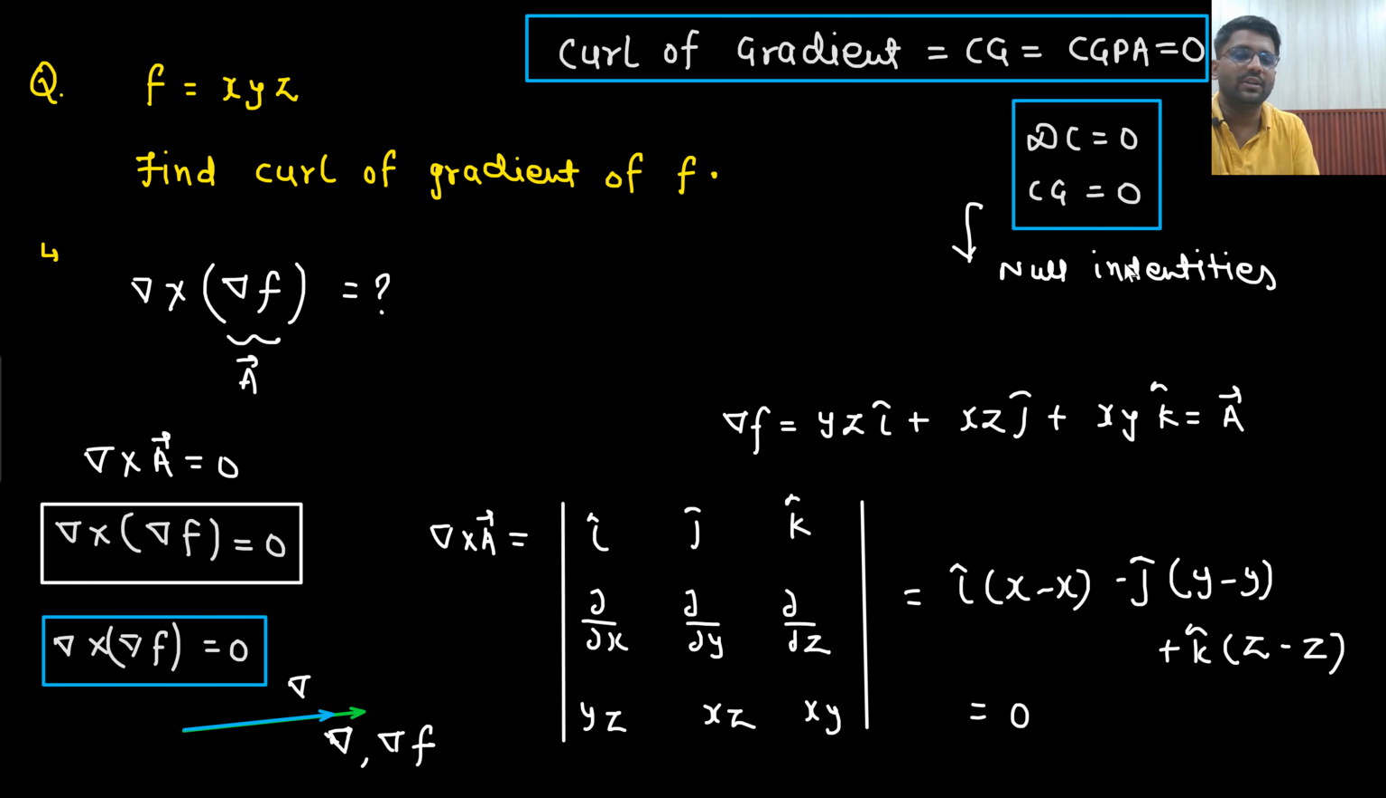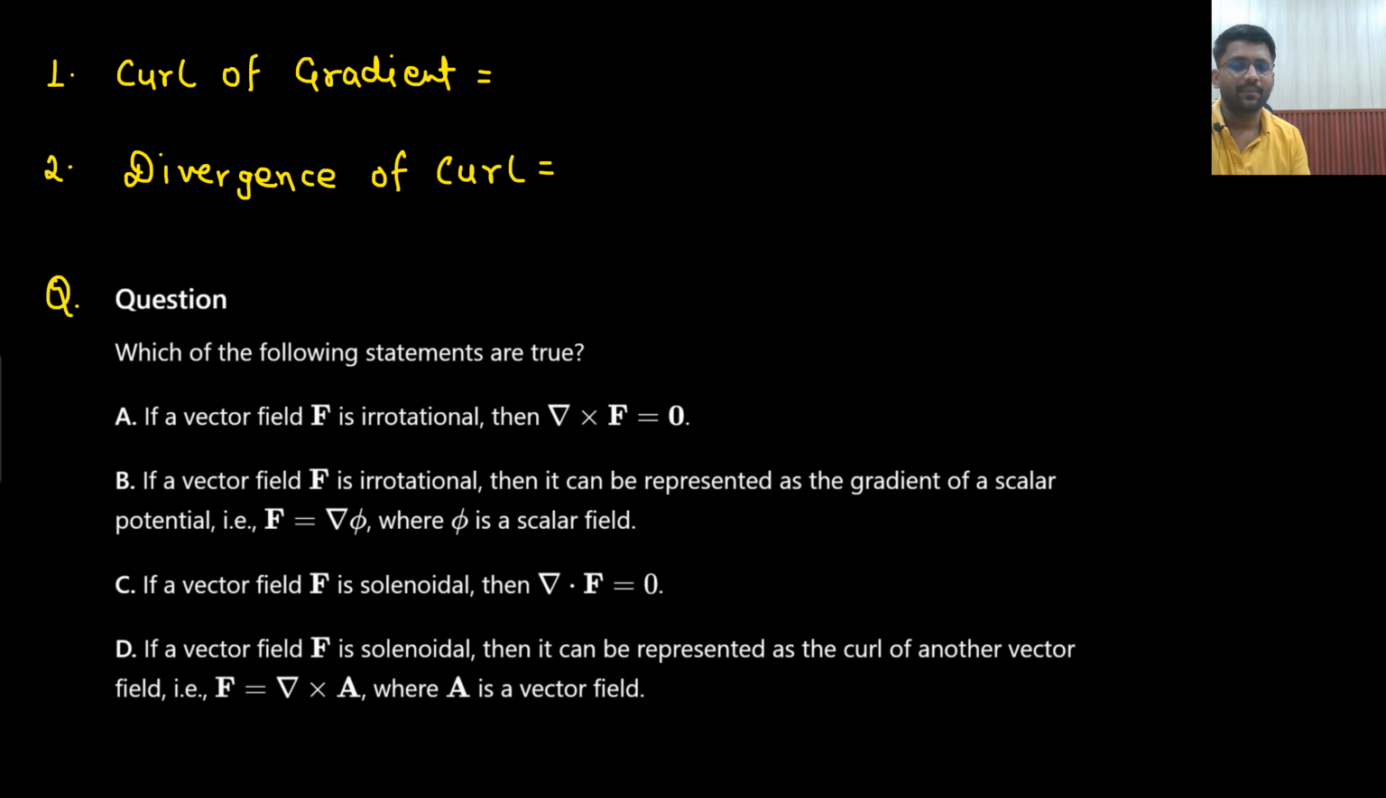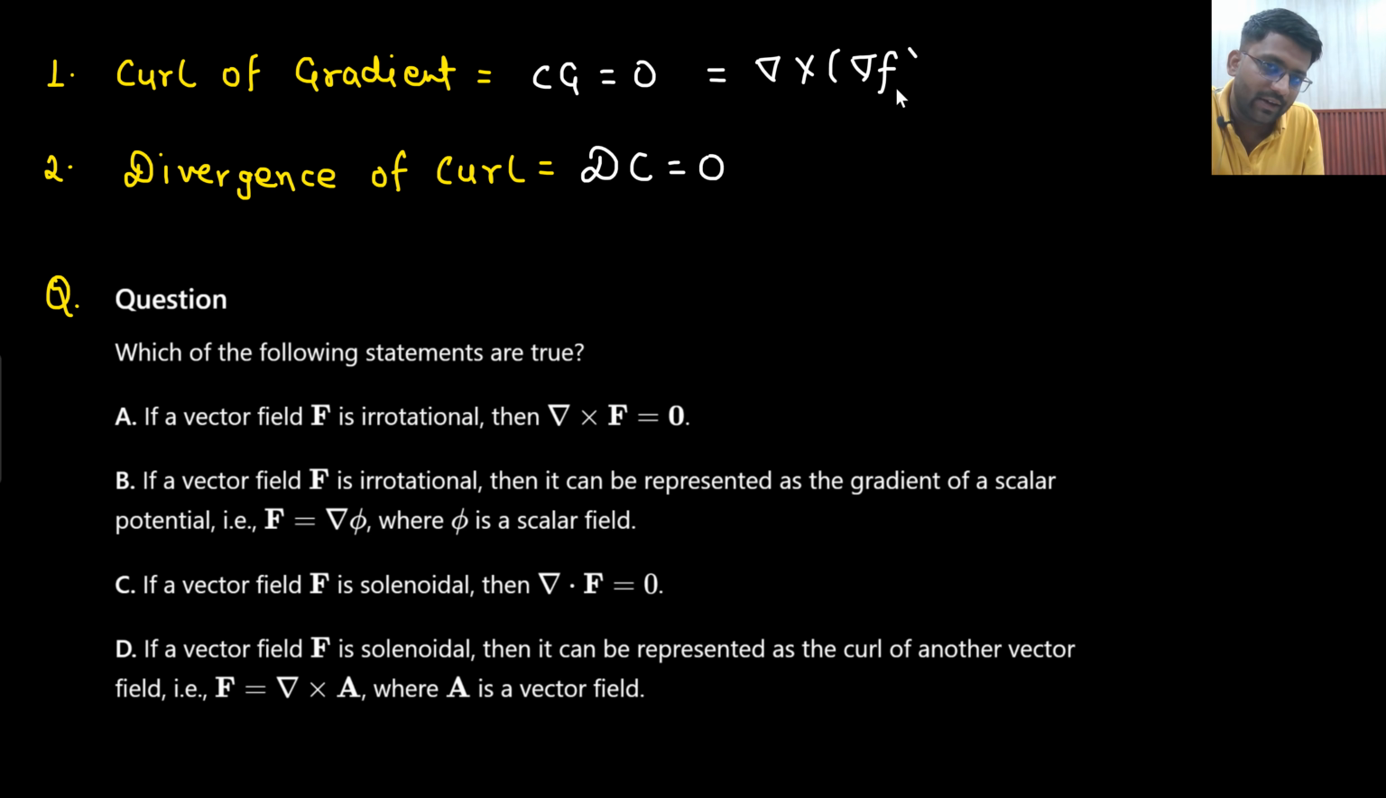At the end of the day, you need to remember this thing: DC, CG. Delhi Capitals 0, CGPA is already 0. Okay. Curl of gradient, CG, is 0. Divergence of curl, DC, is 0. That's it. So what is the meaning of curl of gradient? Sir, curl of gradient you will always calculate for a scalar quantity. Next, divergence of curl. So this is also coming out to be 0.